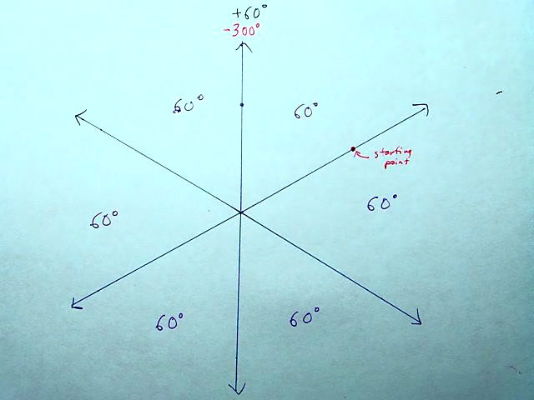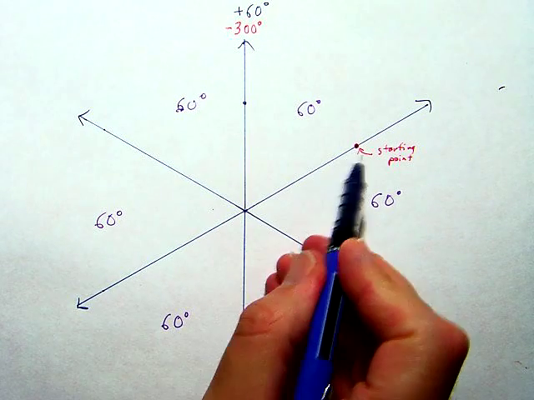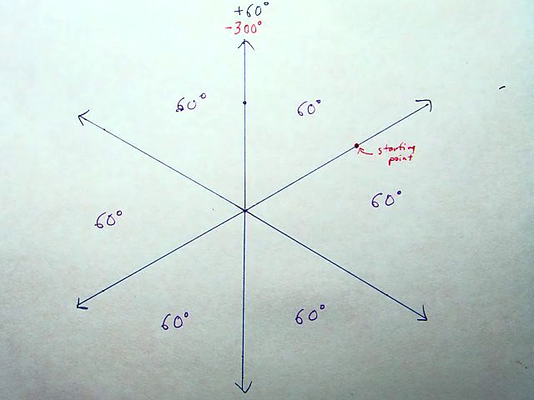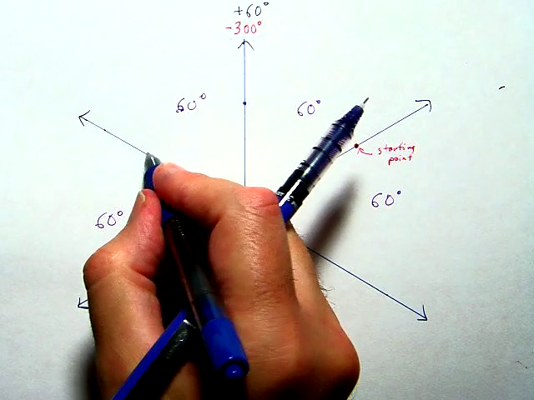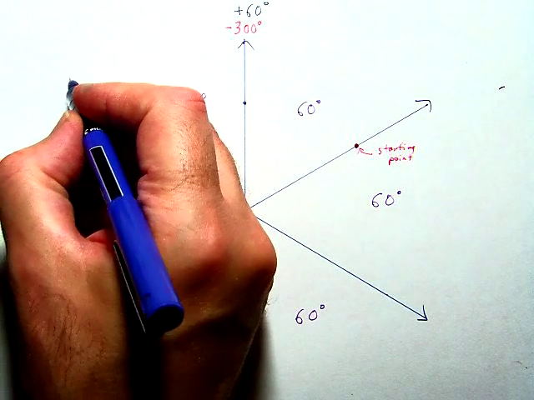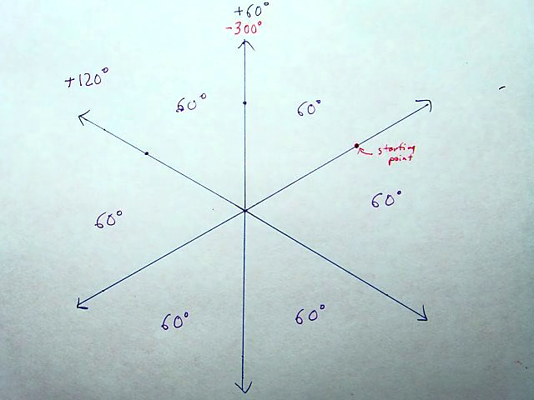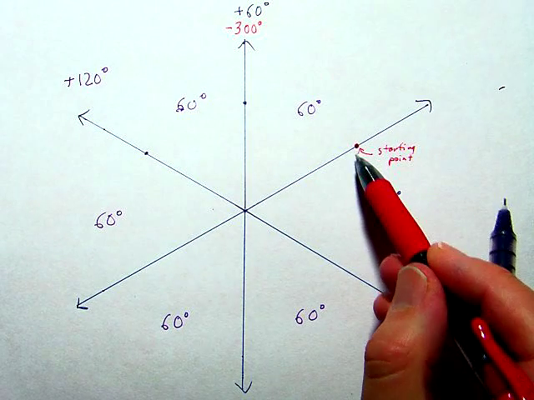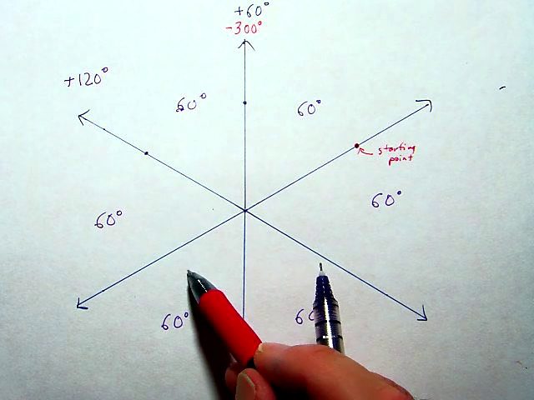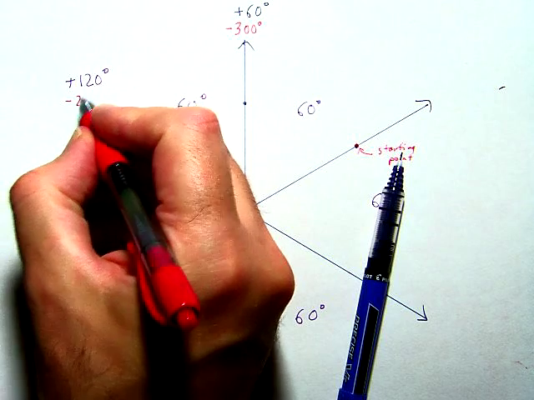Okay, and we're going to do this around the whole circle. So to go in the positive direction from the starting point to over here, that would take us 60 plus 60, or 120 degrees. Or if we counted it in a negative direction, clockwise, it would be 60, 120, 180, 240. Okay, so that would be a negative 240 degree rotation.